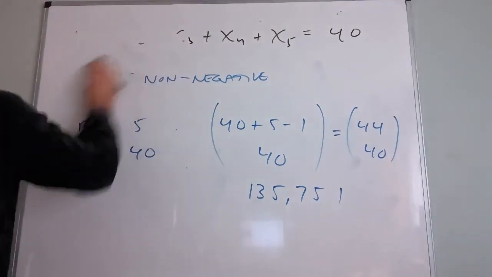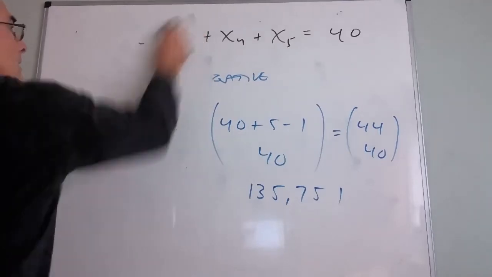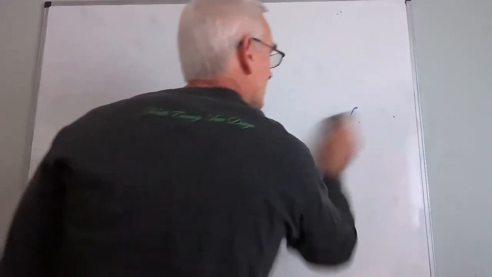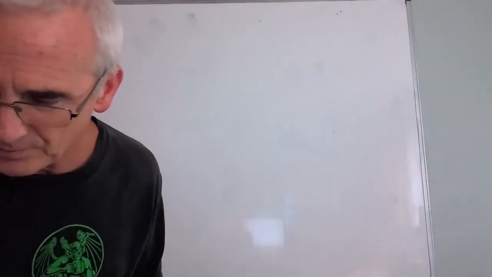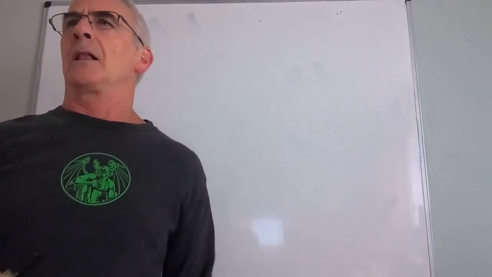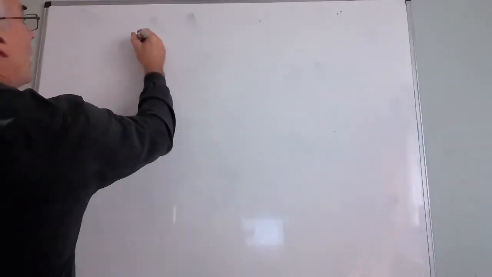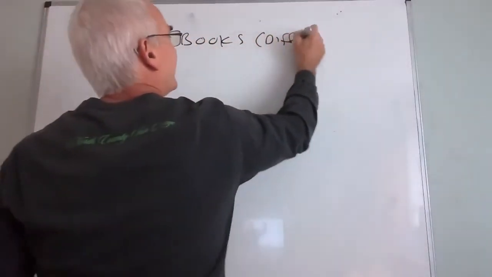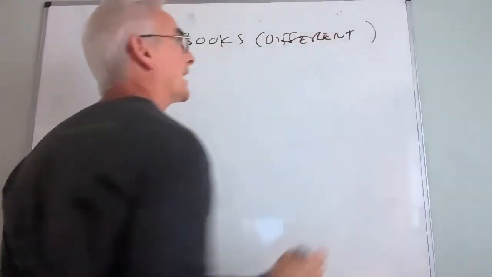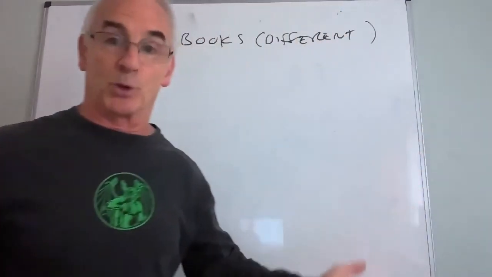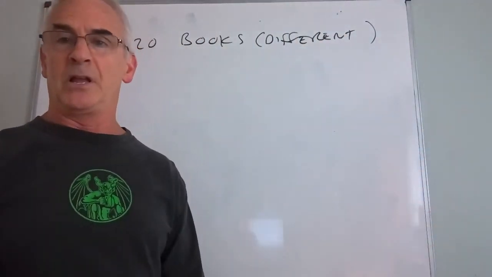So I want to do one more example. Let's say I have 20 books, and they're different. I have 20 different books. Now there are 3 different questions that I can ask. Well, first of all, I can say, how many ways can I put these books in order? We know the answer is going to be 20 factorial, but that's not what I want.